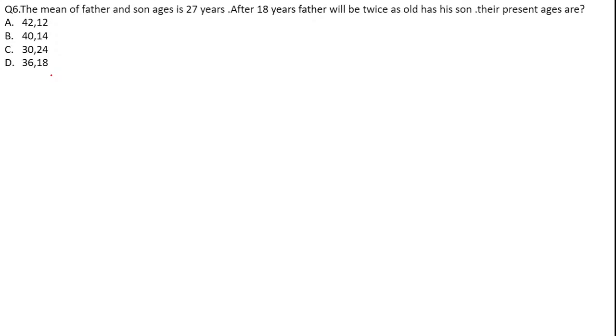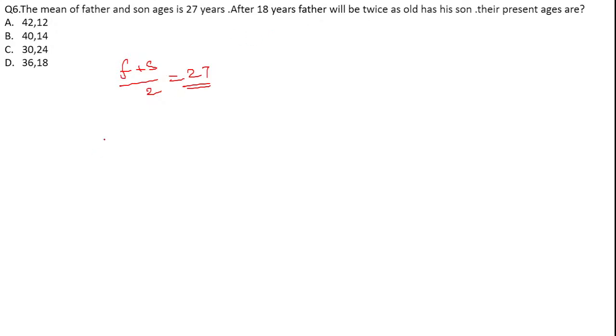Take this question as homework. So basically we have to calculate the present age of father and son. They have given the mean of father's age and son's age. So f plus s divided by 2 equals 27, they have given. And after 18 years, father will be twice as old as his son, they have said.